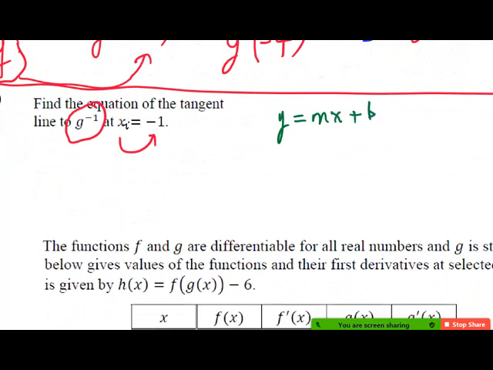So we know the equation of the tangent is going to look like y equals mx plus b. We know that m is going to be the derivative of whatever y is. So see what I'm doing? Now, we're talking about the inverse function. So I'm going to replace that with g inverse of x. Does everyone understand? That's the y, times the derivative of y. Well, that's going to be g inverse prime of x. Does everyone understand that translation that I've made here?